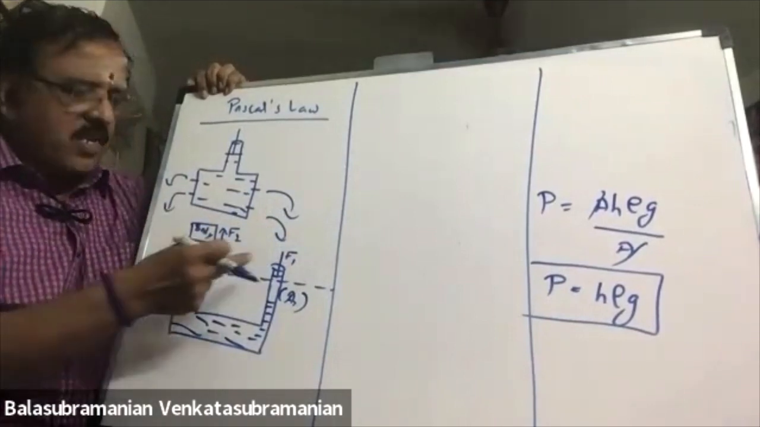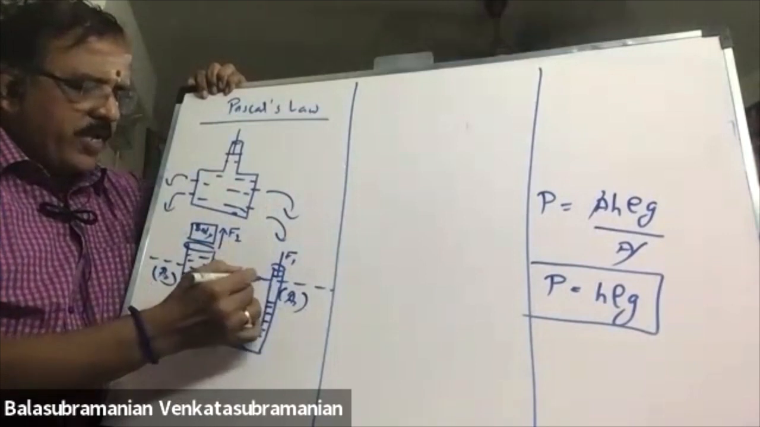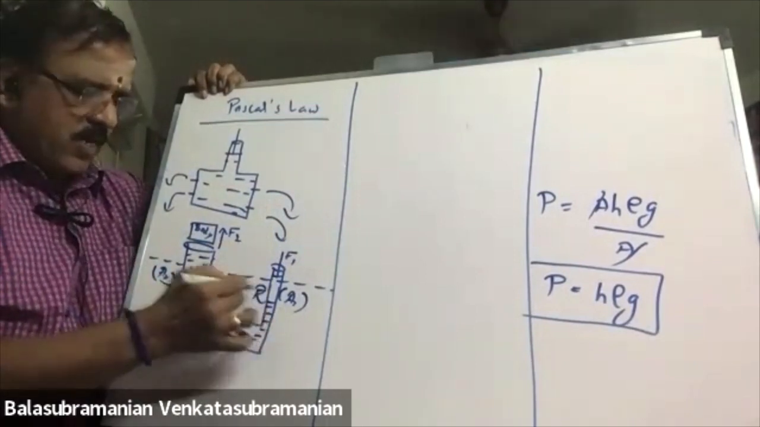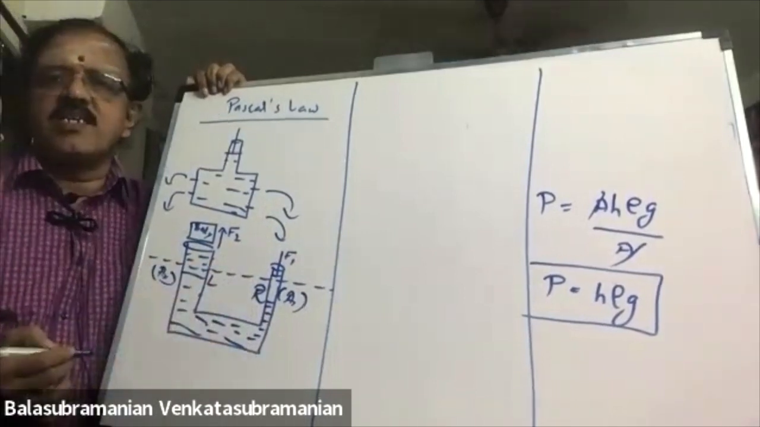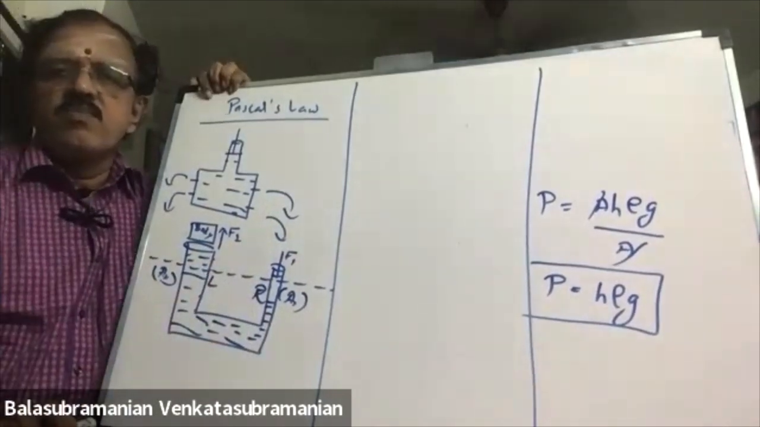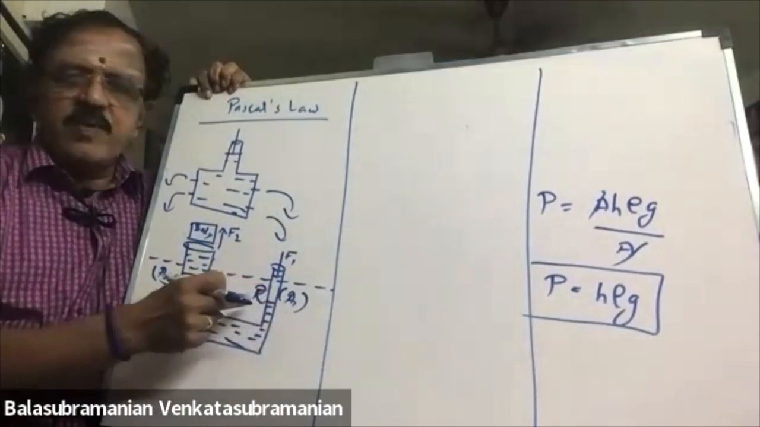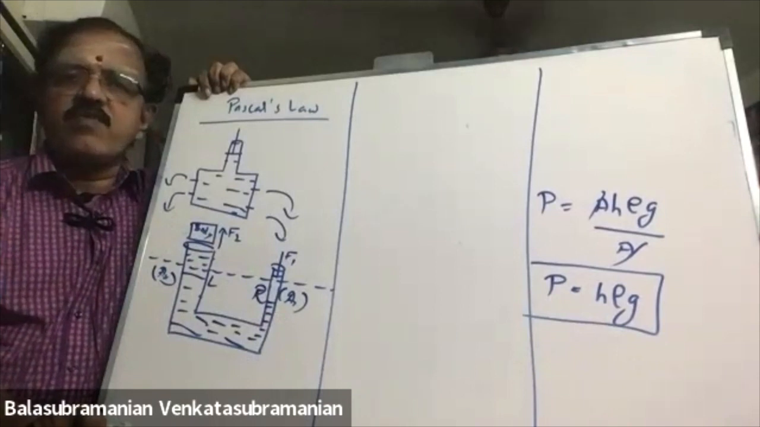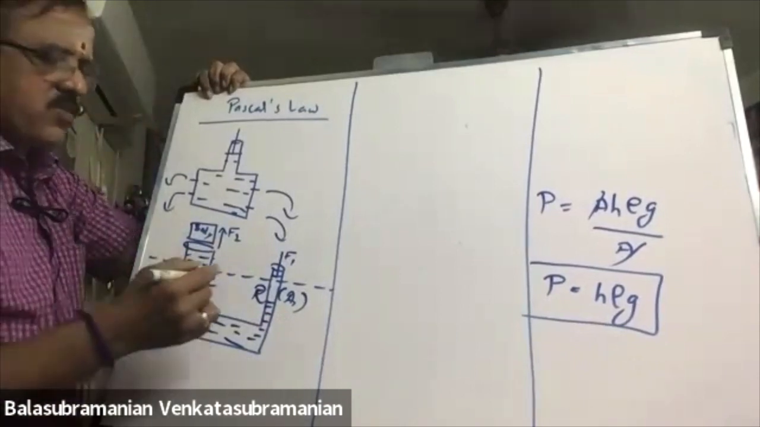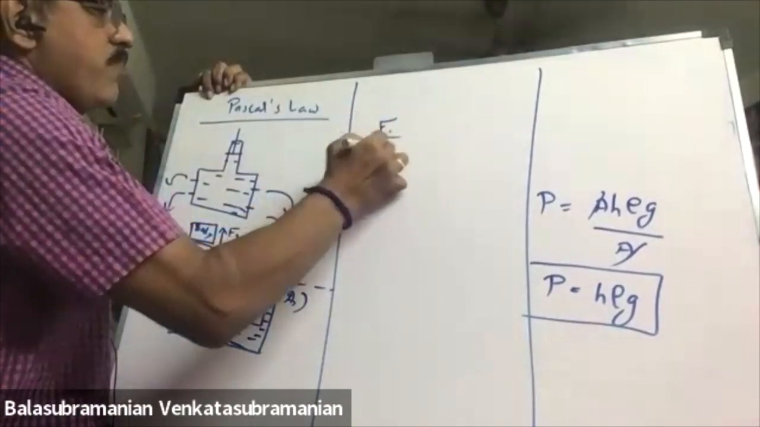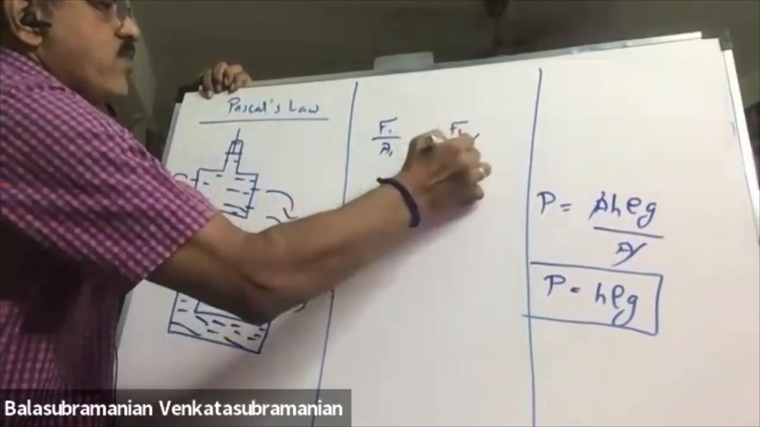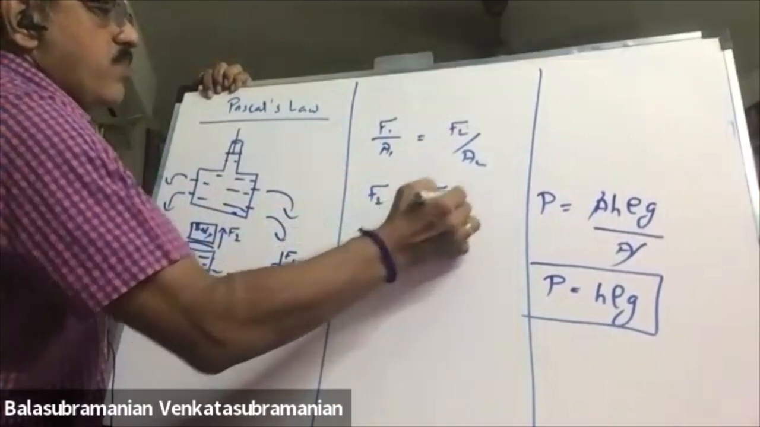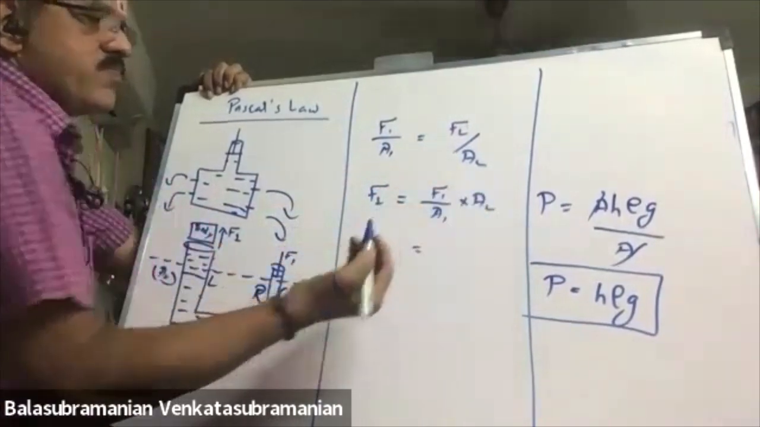So by Pascal's law, the force on the right hand side and the force on the left, pressure exerted on the left hand side, force by area, that is pressure exerted on the right, force by area, pressure exerted on the left is the same by Pascal's law. So I can write F1 by A1 is equal to F2 by A2. So F2 is equal to F1 by A1 into A2. Simple.